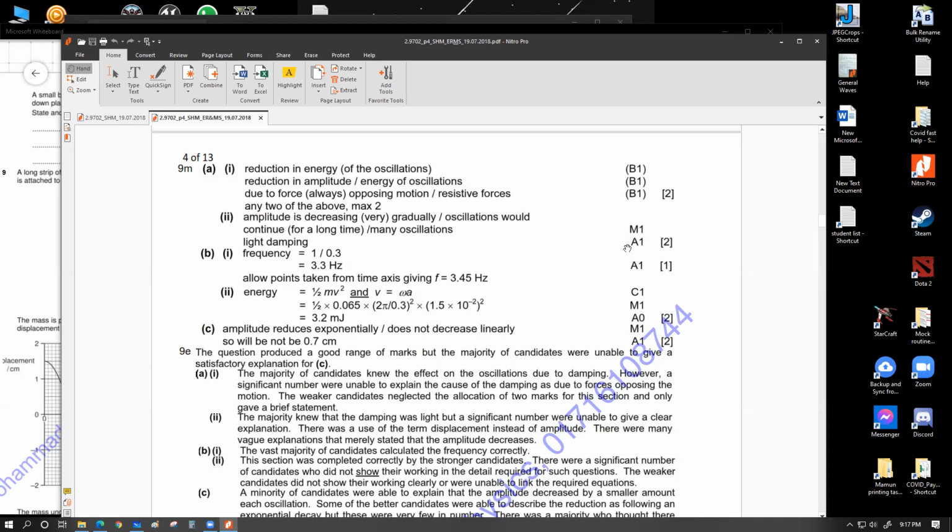So mentioning the light damping scores you 1 mark, which is the A1, and amplitude is decreasing very gradually. Oscillations will continue for a long time, or we are going to have many oscillations. You can use any of these three pieces of information to score the first mark. Yeah, makes sense. No big deal.